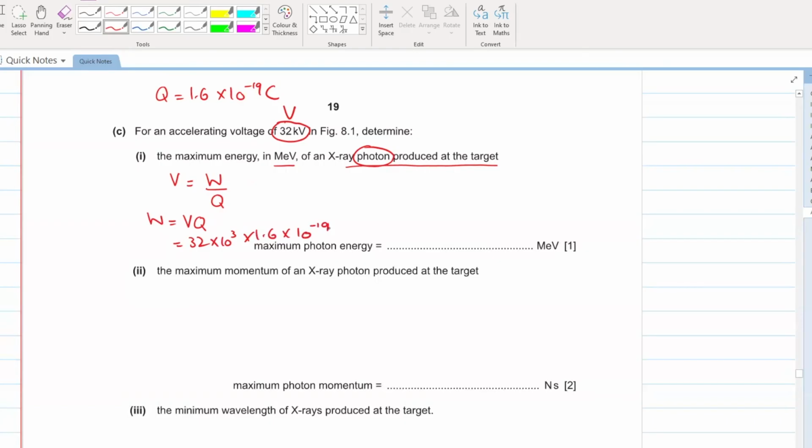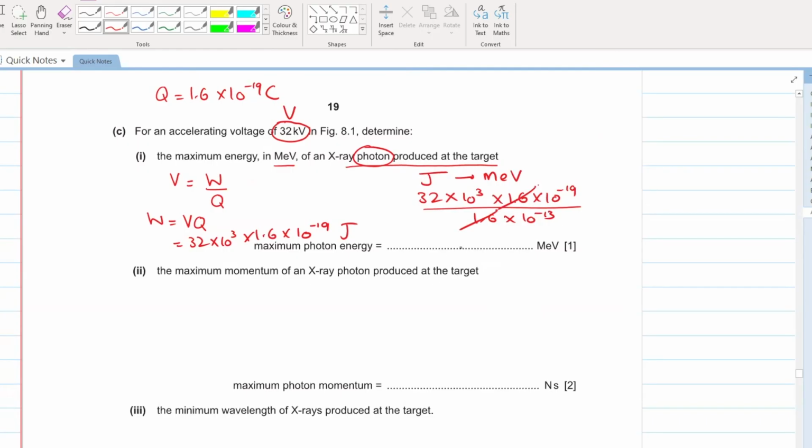Now, you don't have to give this energy in terms of joules. This is the energy in terms of joules. You have to give this energy in terms of mega electron volts. So let's convert the joules into mega electron volts. We will divide 32 into 10 raised to the power of 3 into 1.6 into 10 raised to the power of minus 19 by 1.6 into 10 raised to the power of minus 13. 1.6, 1.6 cancel out.